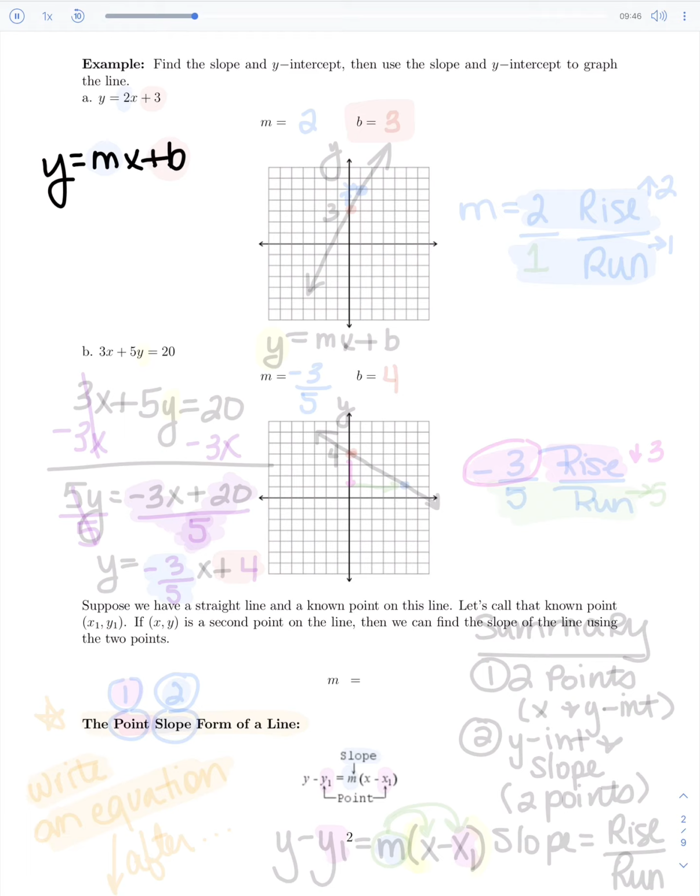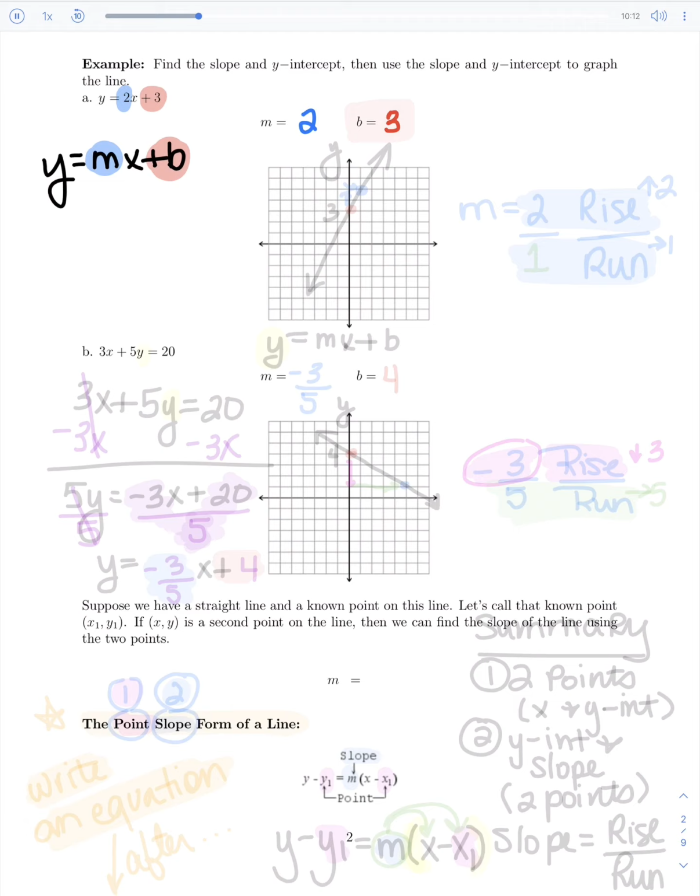You get number one, the m, which is your slope, which is whatever's in front of the x, which is in this case a positive 2. And you get a b, which is your y-intercept, which is whatever's off by itself, which in this first example is the number 3. The question is, which one do you start with when you're graphing?